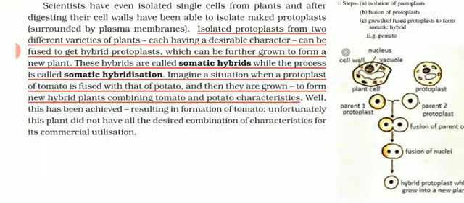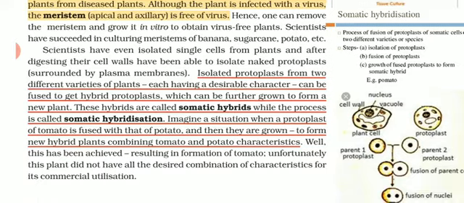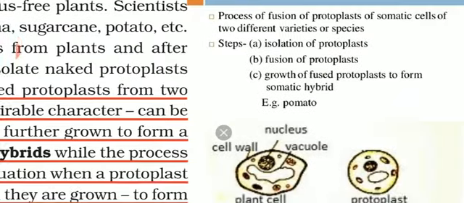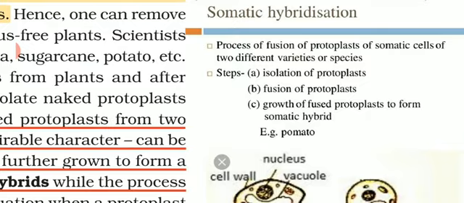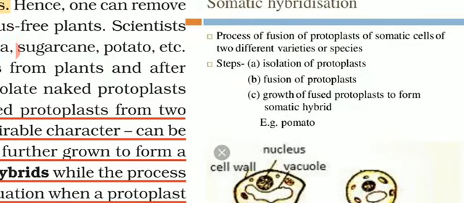Fine, let's brief it out. In somatic hybridization, protoplasts of two somatic cells are used. We all know there are two kinds of cells in the body, somatic cells and germ cells. Somatic cells are those cells which never participate in reproduction. They have their own roles, right? So if any two somatic cells, it can be leaf somatic cells, it can be stem somatic cells, if we fuse the protoplasts of either same varieties or different species also, then it can lead to somatic hybrids.